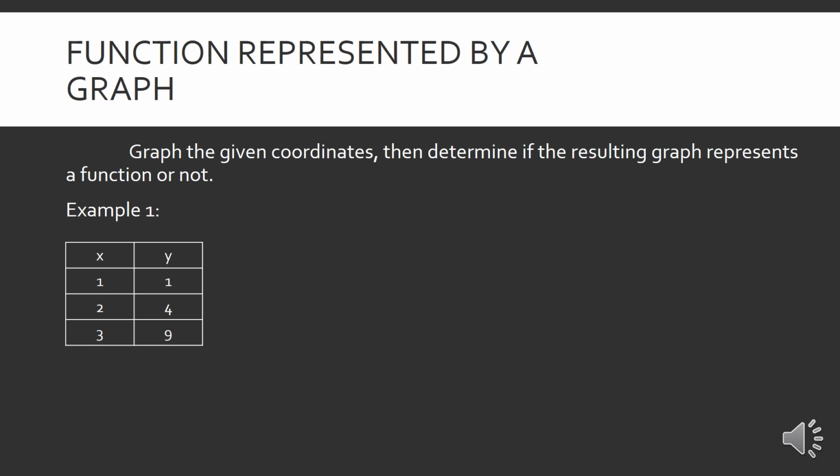So if we apply the vertical line test to this function, we'll have here our x-axis and our y-axis. First point, we have 1 and 1. So we have positive 1 and positive 1. So this will be our first point.